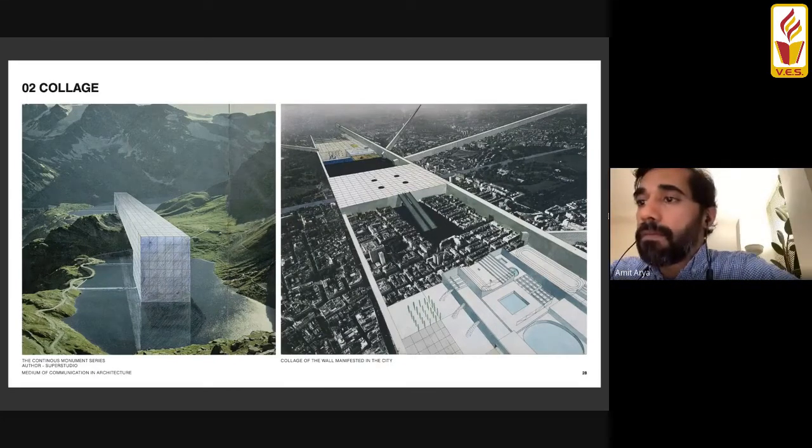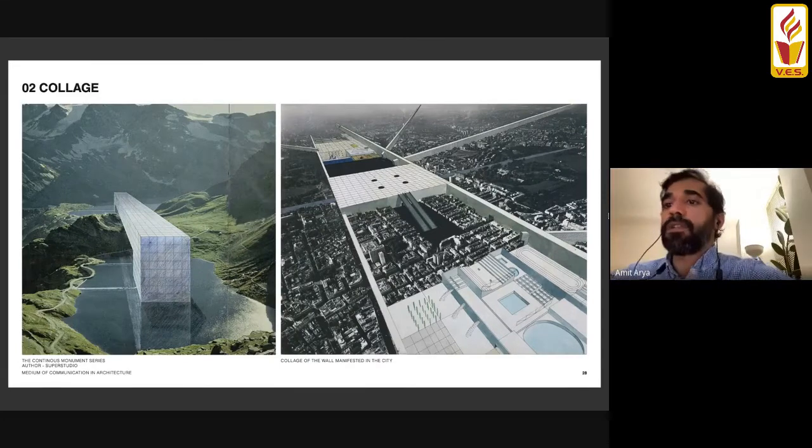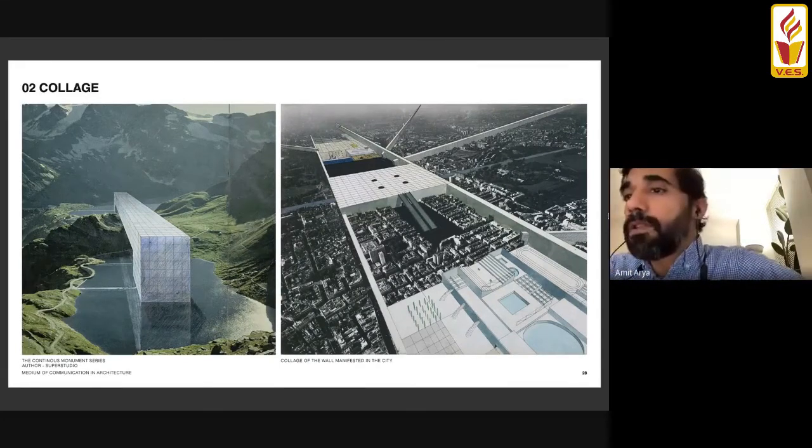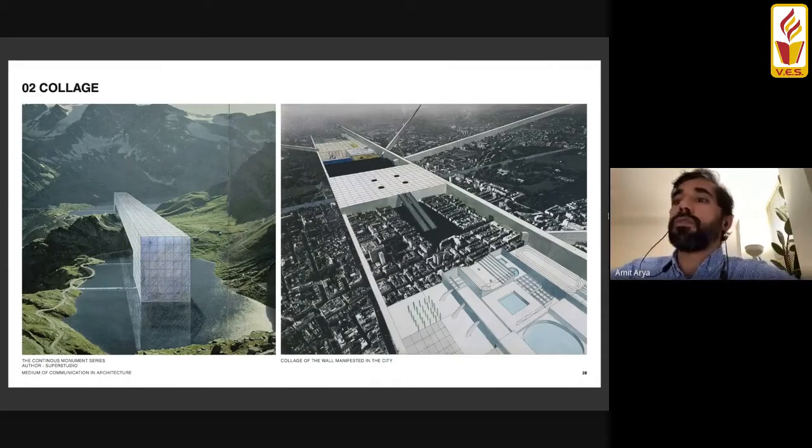But the whole depiction, remember that this was a time when computers did not exist. And yet at the same time, you had to create a very believable sort of realistic image, and collages were very successful in doing that. Next slide, please.